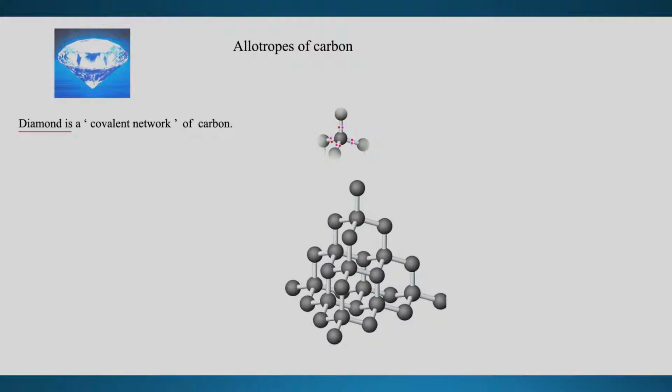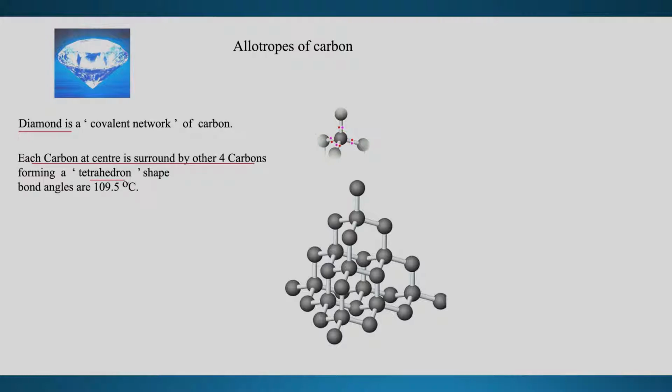If you look at the diamond, it has a very rigid structure. This is called the covalent network structure. Each carbon in the center is surrounded by 4 other carbons. Look at this carbon. Carbon has 4 bonds: 1, 2, 3, 4. It is tightly connected to the neighboring carbons.